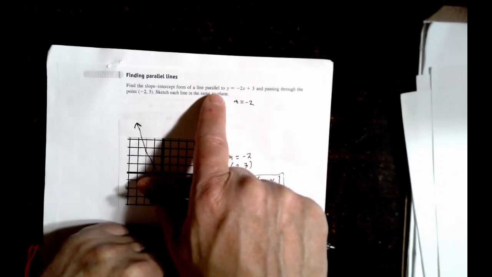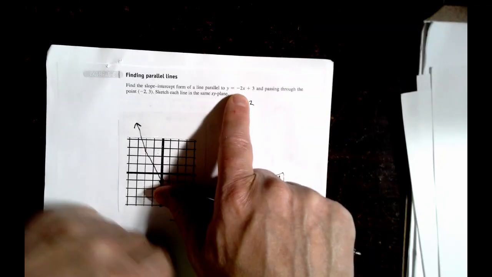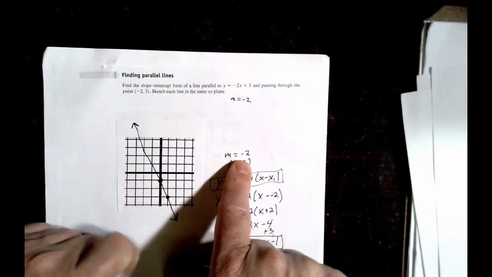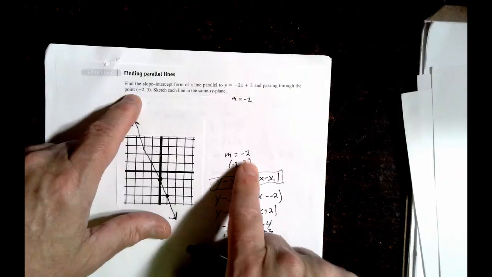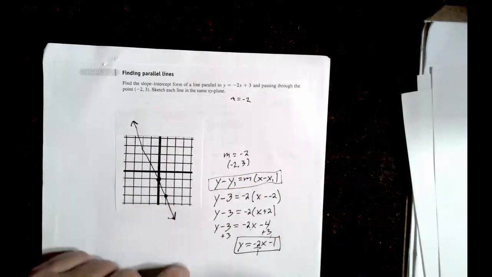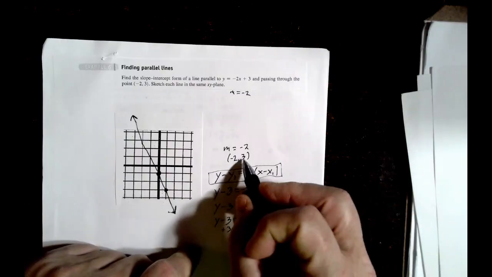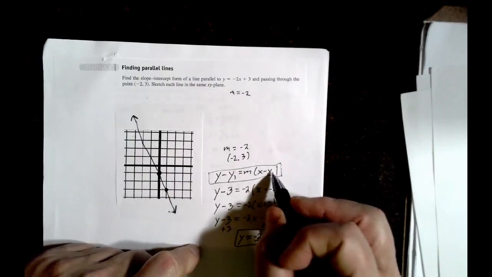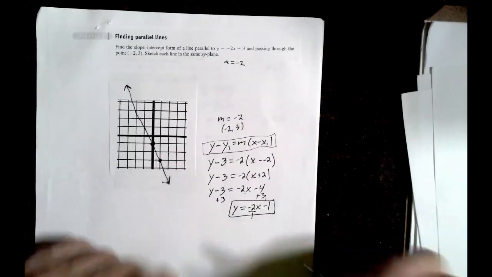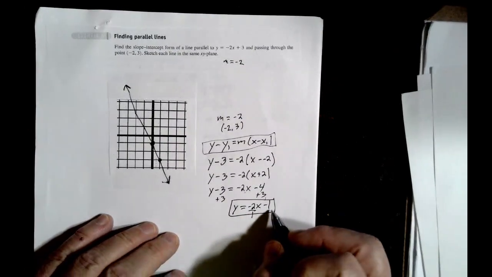Same slope for parallel lines. This slope is -2, so your slope is -2. So now that you know your slope and you got 1 point, you can use this guy right here. And you plug in your y1 there, you plug in your x1 there, and you solve it for y. And you get -2x minus 1.